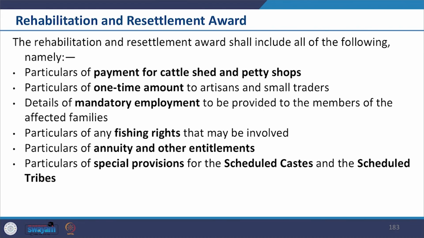As per the Act, I am only listing a few, you may look at the Act for detailed understanding. Rehabilitation and resettlement award shall include the following: particulars of payment for the cattle shed and petty shops and so on, any detailed mandatory employment which has to be provided, particulars of any fishing rights, particulars of any entitlements, and particulars of special provision for scheduled caste and scheduled tribes.